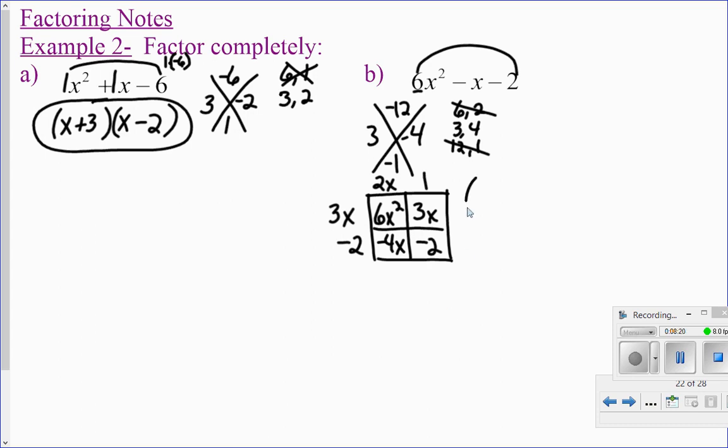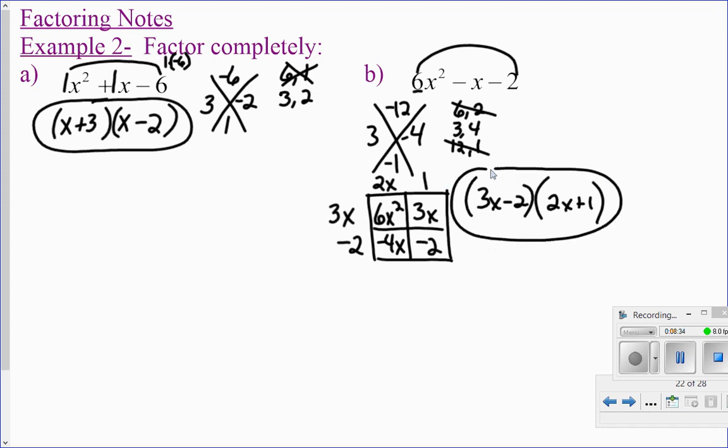So I'm going to go ahead and write them. 3x minus 2 from this, and 2x plus 1 from this. And I do not see anything that I can factor further, so that is my final product. I should also mention that at the beginning there was no greatest common factor, so I didn't even have to start with that as our first step. So this is my final solution for 6x squared minus x minus 2.